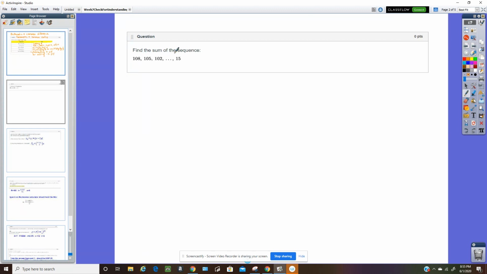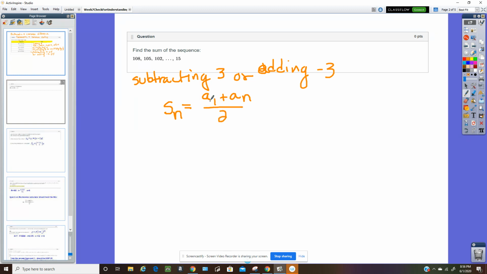And then the second one, find the sum of the sequence. So first of all, is this arithmetic or geometric? So you're subtracting 3 here, or adding negative 3. All right, so the sum for the arithmetic sequence, the formula there is S sub n is equal to A1 plus A sub n divided by 2 times the number of terms.